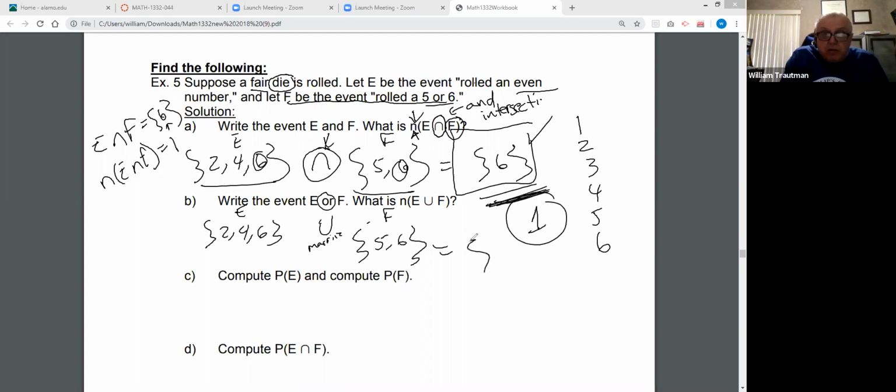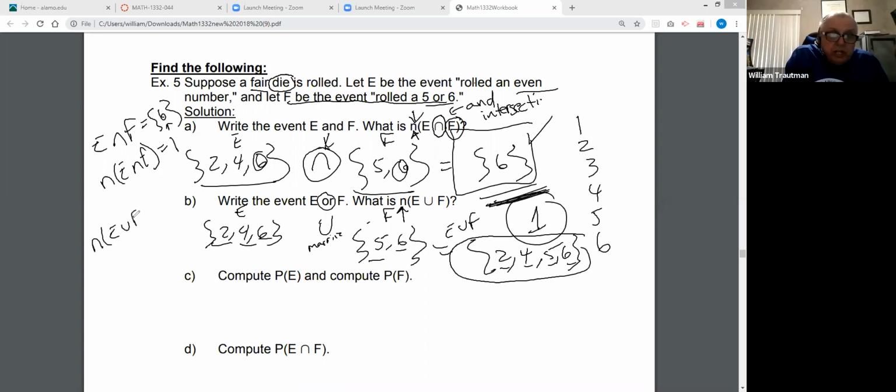And so when I marry these two, I got a 2. I got a 4. I got a 5. And I have 2 6s, but we only write down one of them. And this is the answer to E union F, but it asks what is the cardinal number? And there are 1, 2, 3, 4. So the cardinal number of E union F is 4. There are 4 items in that set.